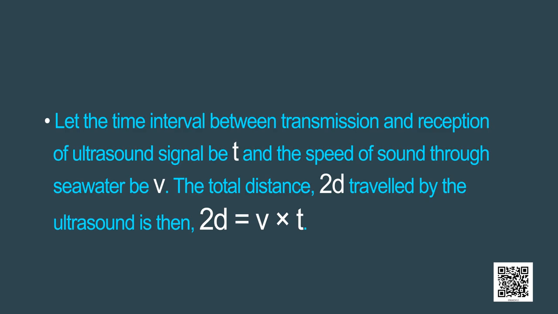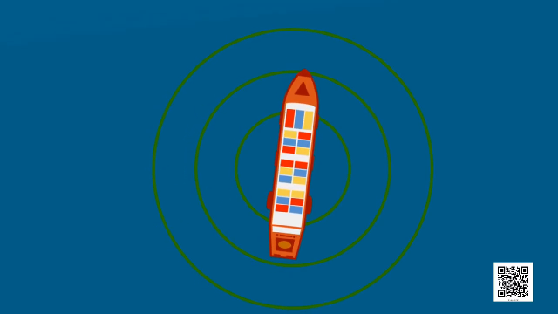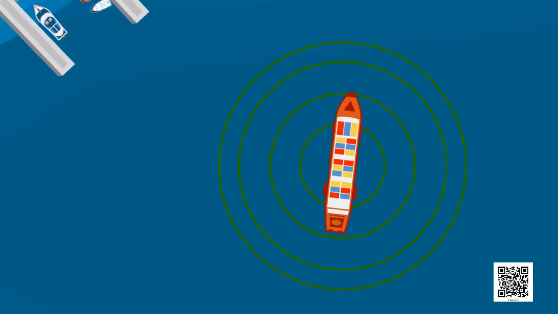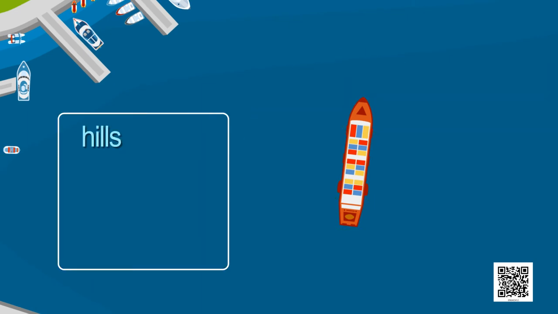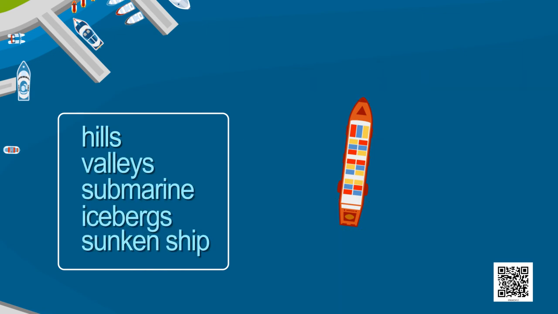Let the time interval between transmission and reception of the ultrasound signal be T, and the speed of sound through seawater be V. The total distance 2D travelled by the ultrasound is then 2D equals V multiplied by T. The sonar technique is used to determine the depth of the sea and to locate underwater hills, valleys, submarines, icebergs, sunken ships, etc. Structure of human ear.